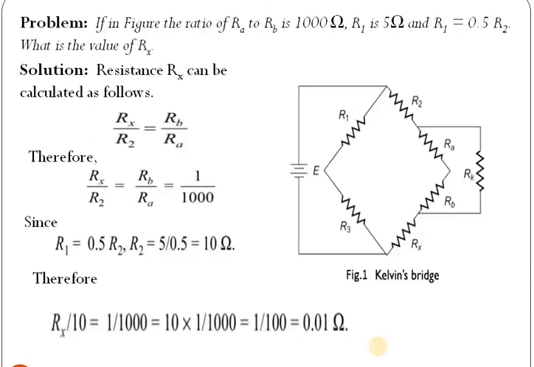Now we have to solve the problem related to this one. So now consider this problem. If in the figure the ratio of RA to RB is 1000 ohm, R1 is 5 ohm and R1 equal to 0.5 R2, what is the value of Rx? This is the problem. Now the corresponding Kelvin's bridge diagram is shown here. Here this is the unknown Rx, and in place of R3 here we consider R2. There is no problem; whichever resistance can be considered.